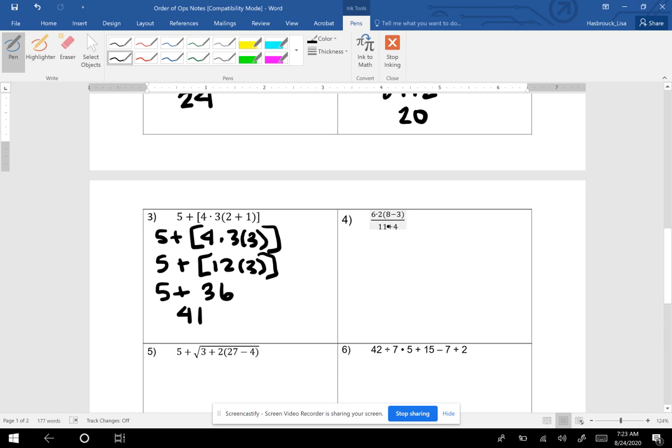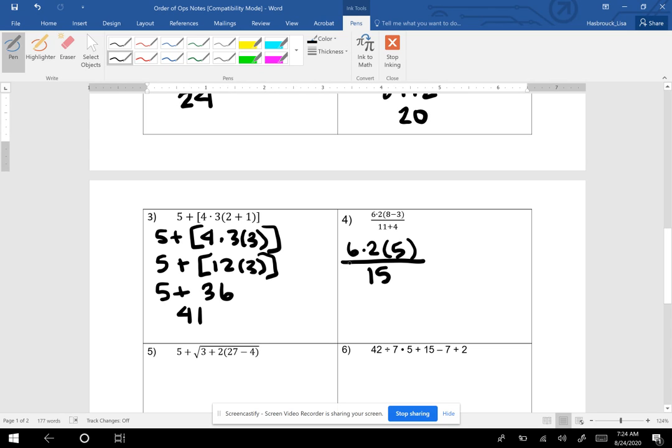For number 4, we have a fraction. When we have a fraction, you can do one step on top and one step on the bottom at the same time. So on top, we have parentheses. I'm going to do that first. 6 times 2 times 5. On the bottom, we just have one step, 11 plus 4, which is 15.